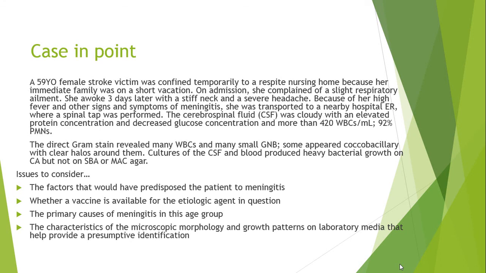Let's see. Cultures of the spinal fluid and blood produced a heavy bacterial growth on chocolate agar, but not sheep blood or McConkey. Well, that clues me into two things here. We've got growth on chocolate, not on sheep blood. What's that tell me? It's a fastidious organism. Also, it's a gram-negative bacilli, right? Is it supposed to grow on McConkey? Supposed to, but it's not growing on McConkey.